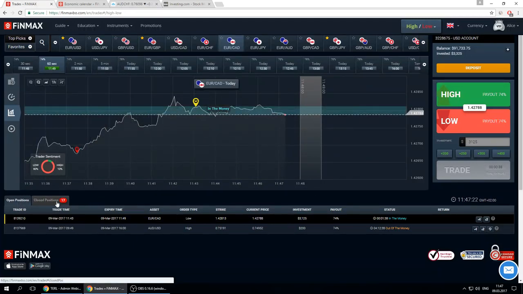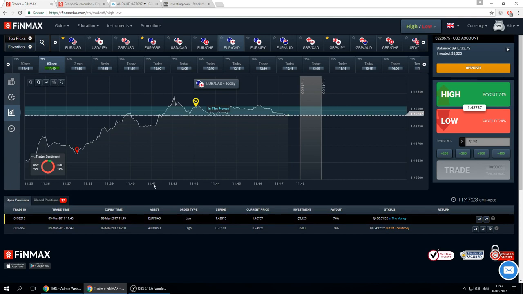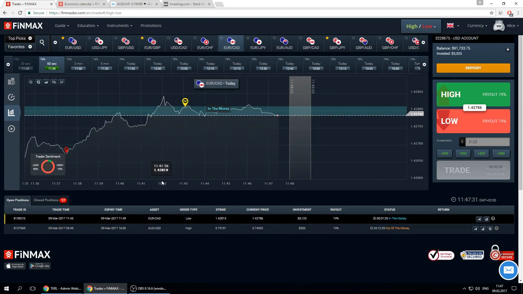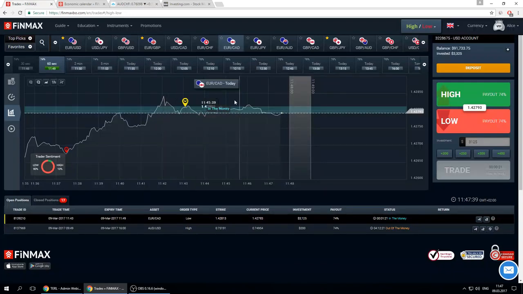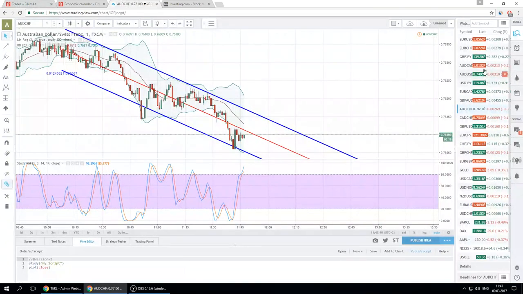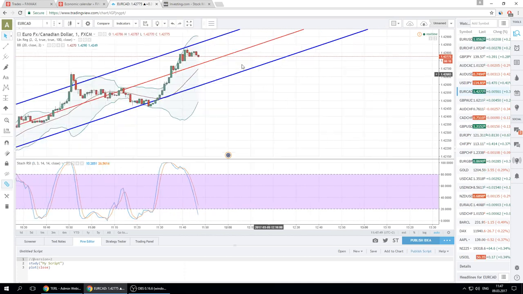So for now we have opened 17 trades. This one is number 18. When this trade expires, I will finish this webinar. For now it's going in our direction. Let's open the chart for the Euro Canadian to see what it's showing us. So we have here a 1 minute time frame.